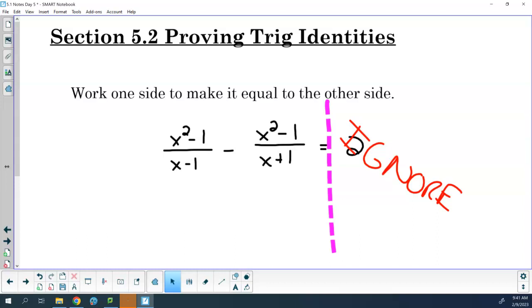So the rest of the class, you're working on the notes on this white 5.2 Proving Trig Identities Day 1 sheet. And then if you get done with that, then you can start working on worksheets.